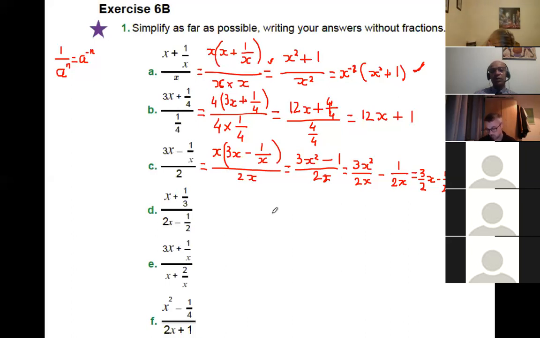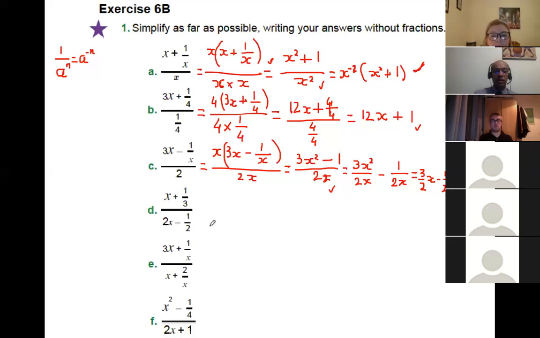So to me, leaving it like this is enough. x squared plus 1 divided by x squared, that's enough as well, unless you want to write it as 1 plus 1 over x squared. That's another way of writing this, because it's x squared divided by x squared, which is 1, plus 1 divided by x squared. But to me, that's enough here.